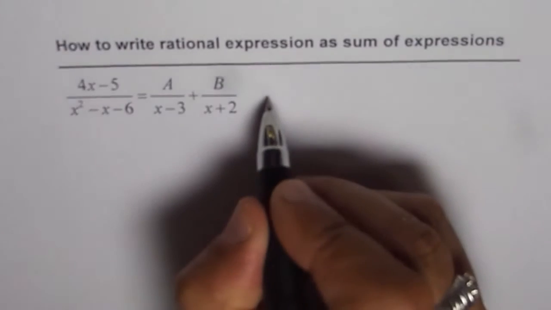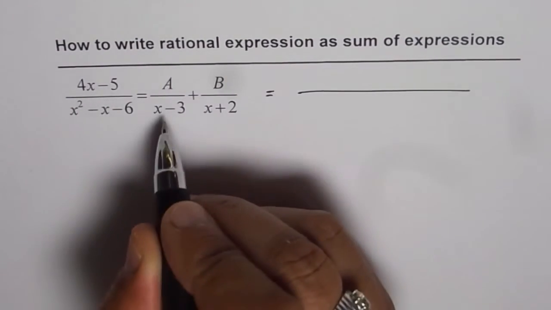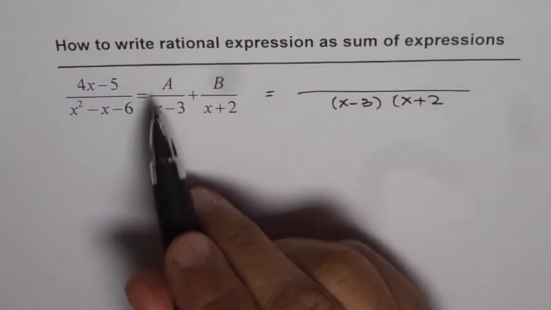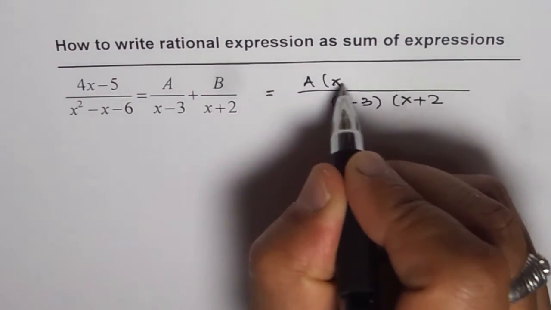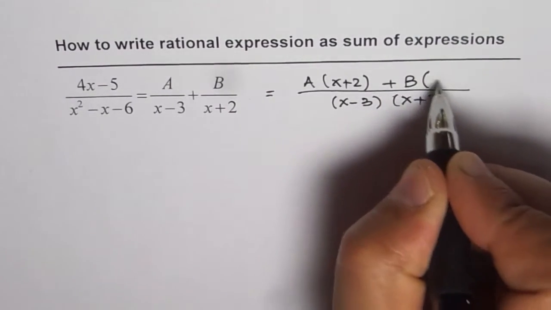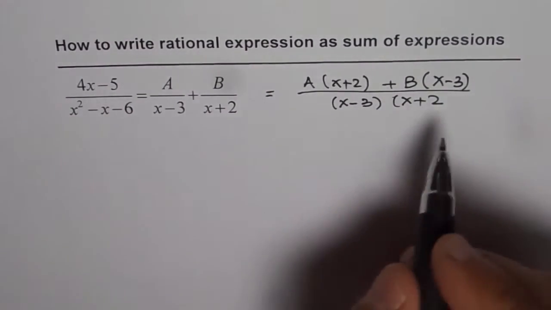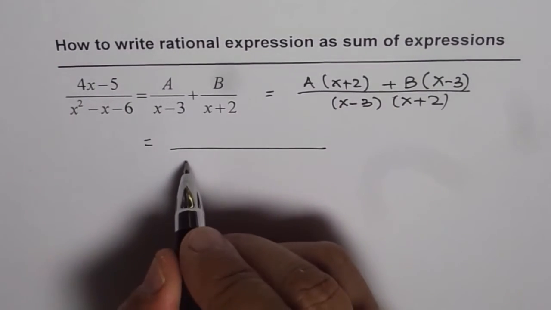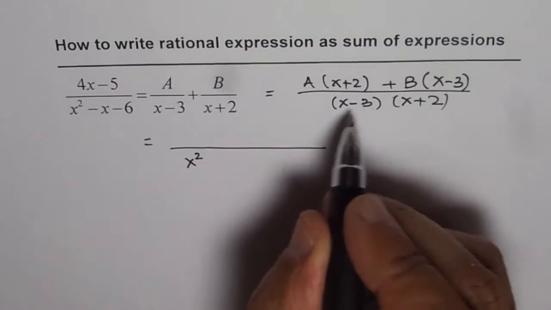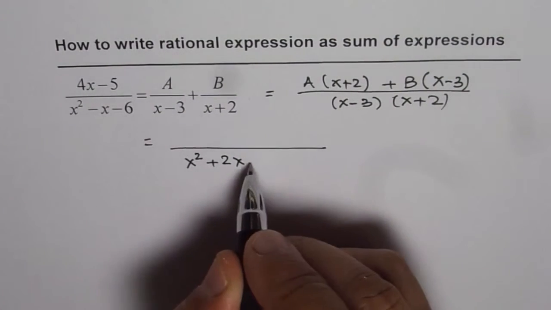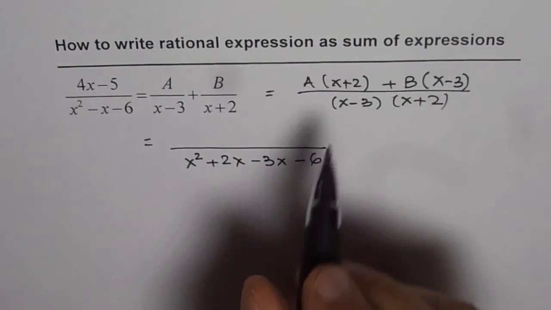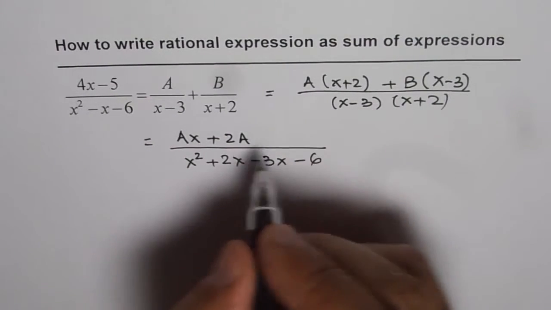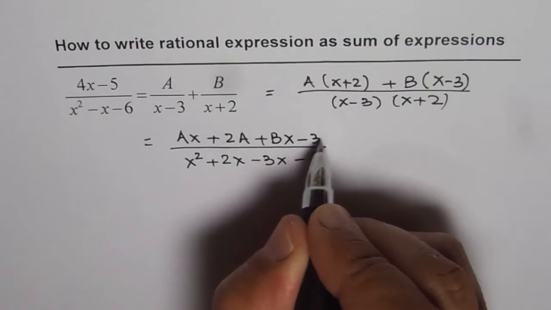What I'm trying to say is, I can write the right hand side as, when I multiply the denominators, I get (x - 3)(x + 2). And in the numerator, we will get a(x + 2) + b(x - 3), correct? Now, if you expand the denominator, you get x times x is x², then + 2x - 3x - 6. And in the numerator, we get ax + 2a + bx - 3b.